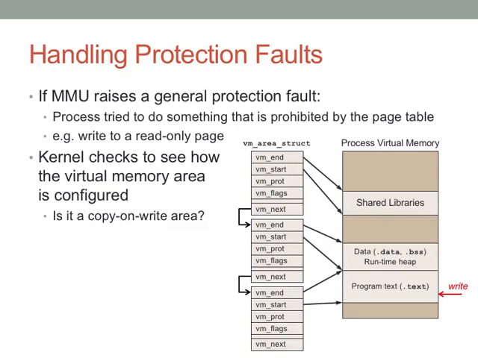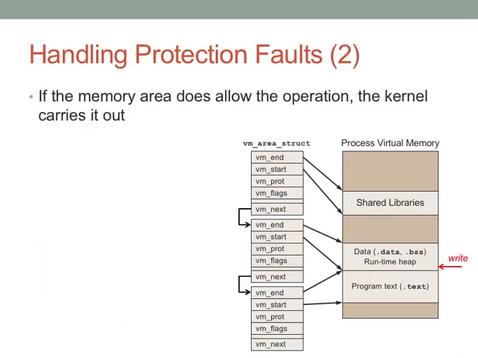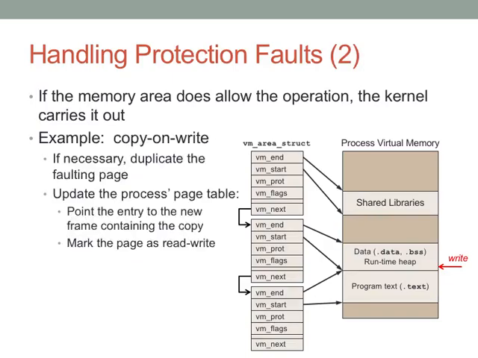But again, the kernel can look at the corresponding VM area struct and say, is this copy on write, or is it .text, and you should never be able to write to it. So the kernel can again take care of misbehavior quite easily in that fault handler. But if it is something that the kernel can support, then the kernel goes ahead and does the necessary thing. So, for example, duplicating the faulting page and then updating the process's page table to point to the new thing.